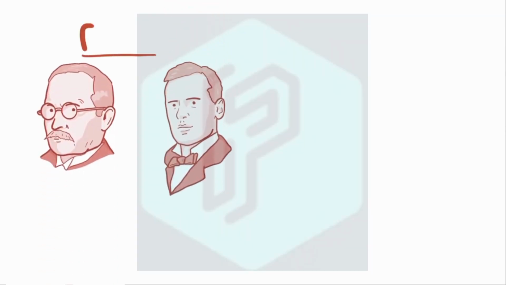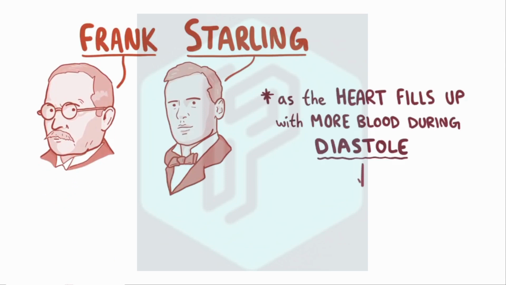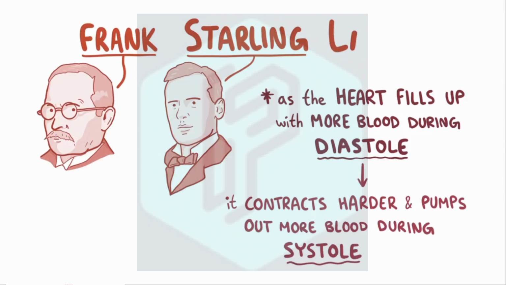A century ago, two physiologists, Otto Frank and Ernest Starling, discovered that as the heart gets filled up with more blood during diastole, it contracts harder and pumps out more blood during systole. Naturally, they came up with the Frank-Starling law to explain this relationship.